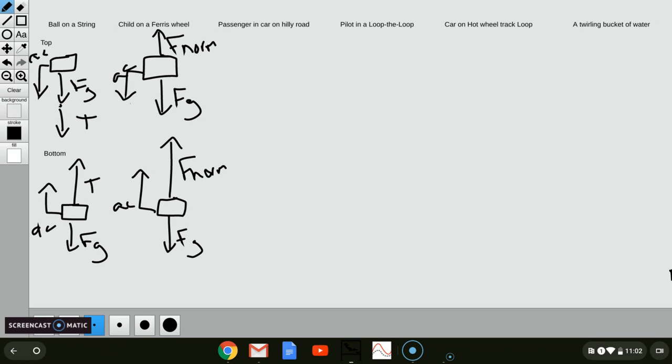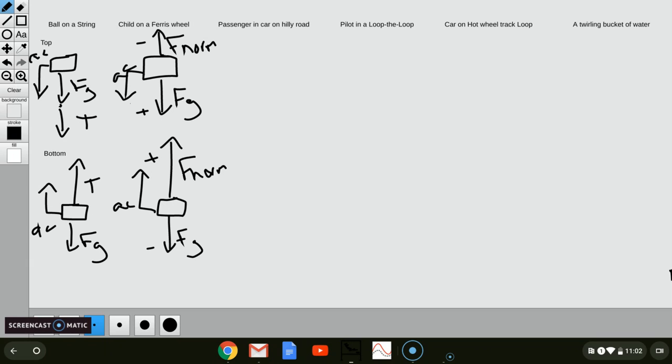And we get a centripetal acceleration up. You'll notice also that F norm and FG switched their signs. Up here, this is a positive force and this is a negative force, because F norm is pointing away from the center of the circle, FG is pointing towards it. At the bottom, F norm is positive because now it's pointing towards the center of the circle, and FG is pointing away from it, so it is negative.